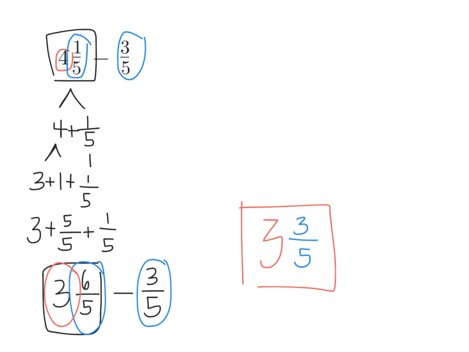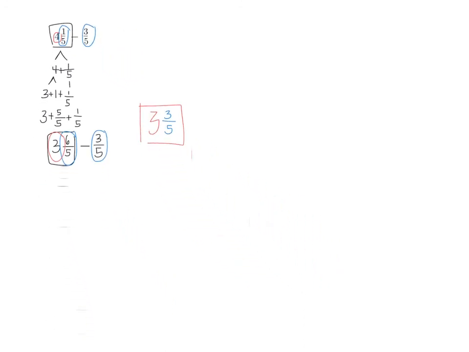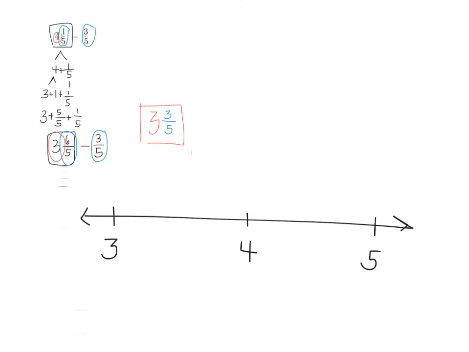Let's see how we can prove on a number line that this is true. Go ahead and draw yourself a number line. Now this time we want our number line to go from 3 to 4 to 5. And we want to divide each whole number into how many equal-sized portions? 5. Good.